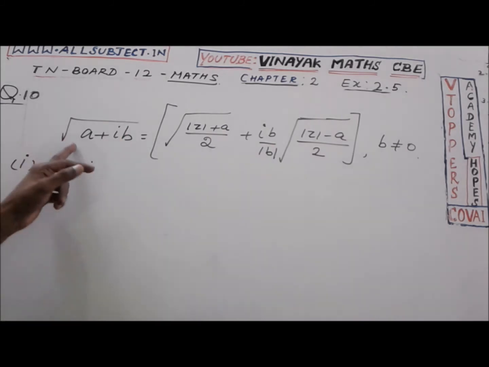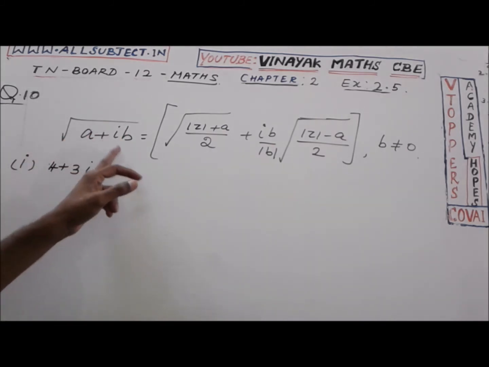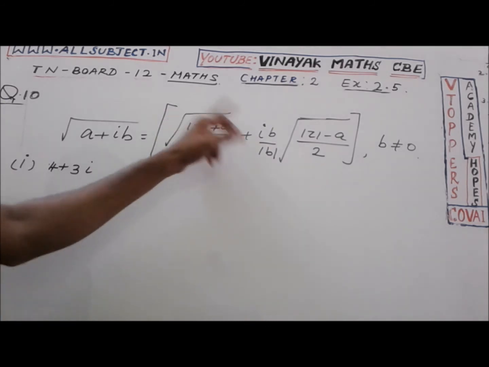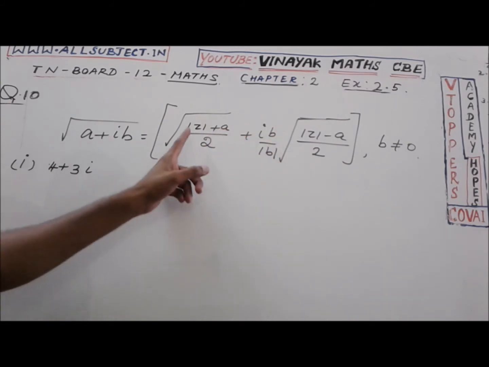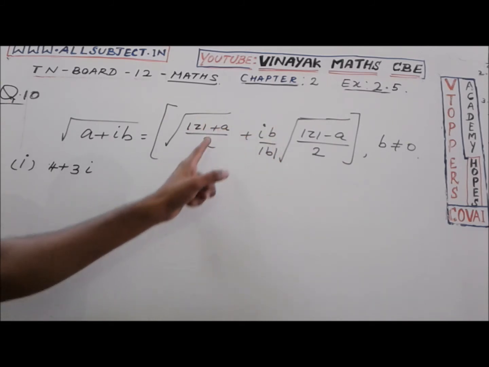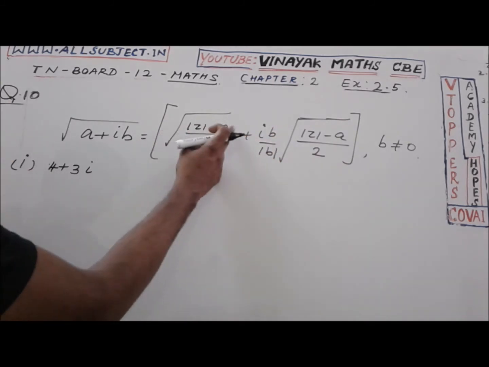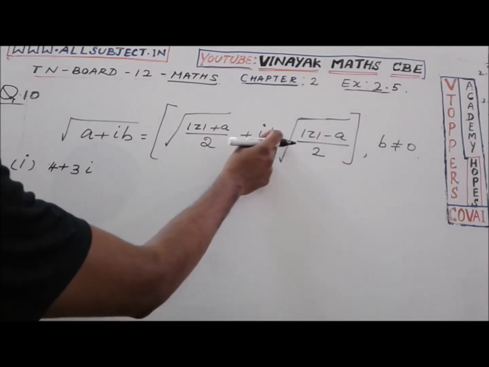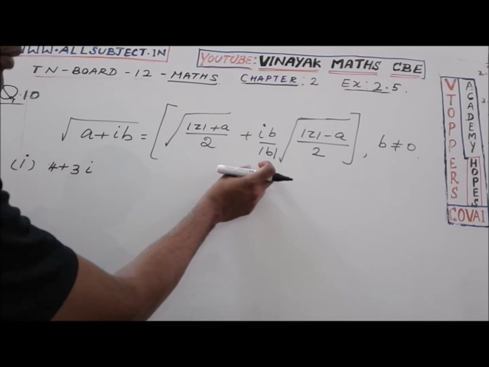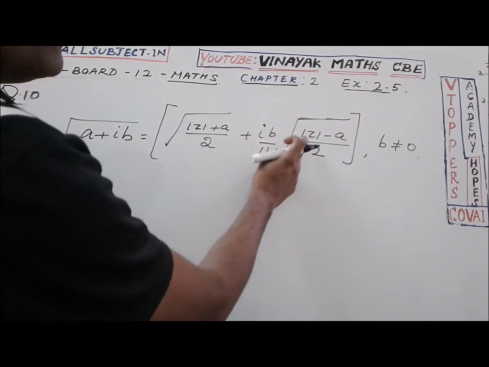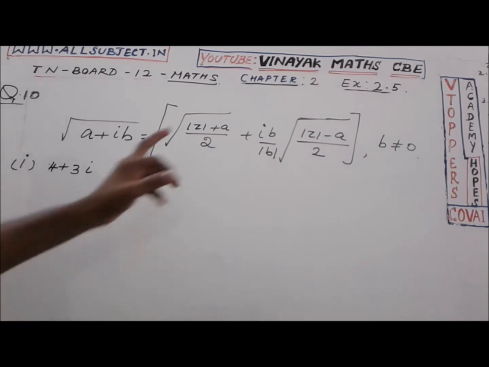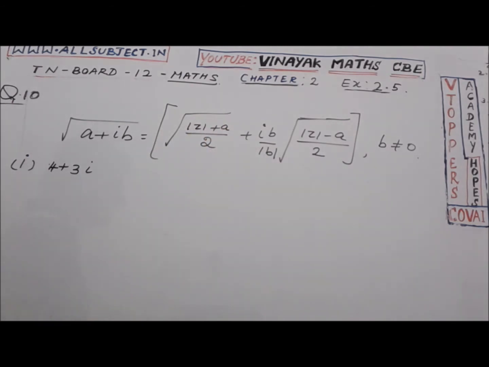To calculate the square root of the complex number a plus ib, we can use this formula. For the real part, square root of (modulus z plus a) divided by 2, plus i into b divided by modulus of b into square root of (modulus z minus a) divided by 2. Here we need the real and imaginary parts and the modulus value.